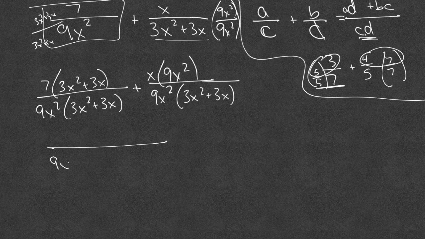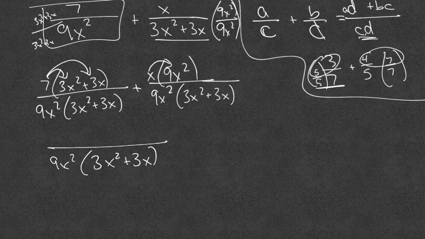So I'm going to put all the pieces together under that. So we've got 9x squared over 3x squared plus 3x. And then I'm going to add. When I add, I'm just going to distribute that 7 and that x so I can add it together properly. So that gives me 21x squared plus 21x. And then x times 9x squared is plus 9x cubed. So now I have it in one piece.